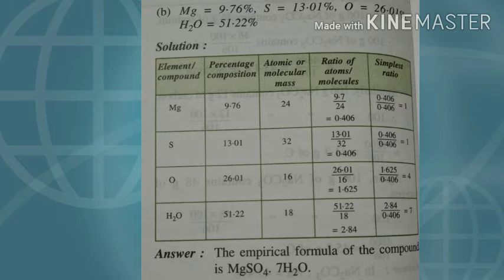In the second column you have to write the percentage composition of these elements. So let us write the percentage composition. What's the percentage composition of magnesium? 9.76, that is written. S equal to 13.01 percentage. Oxygen, O equal to 26.01, and the percentage composition of water of crystallization is equal to 51.22 percentage. Okay, that also is done.